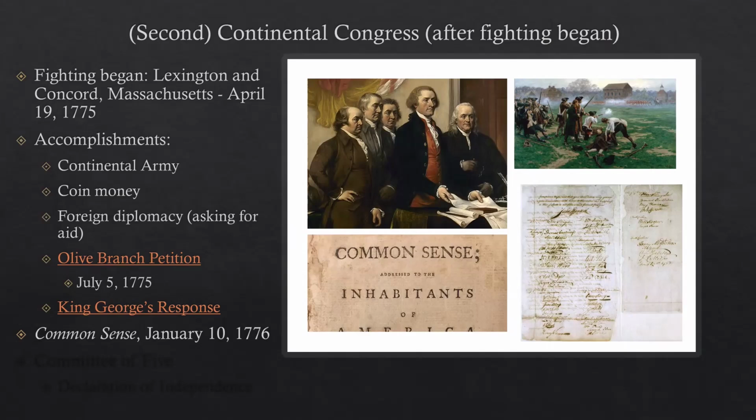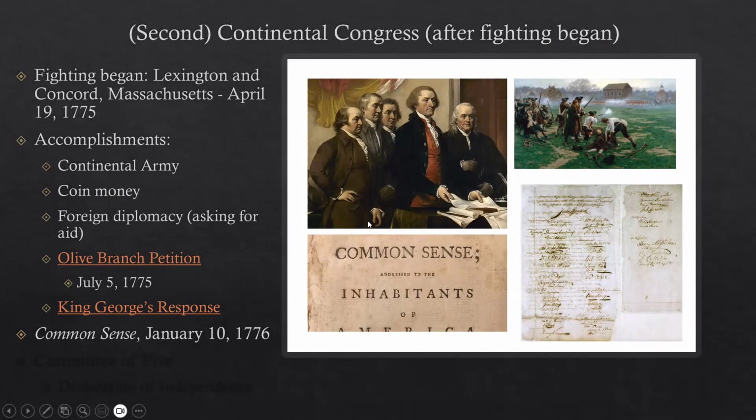And even though, and this might surprise you, only about a half to a third of the colonists supported independence, everybody else was loyal. So you did not have all colonists in favor of declaring independence. Only a portion of them were in favor of it. But Common Sense helped gain a lot of support for independence.